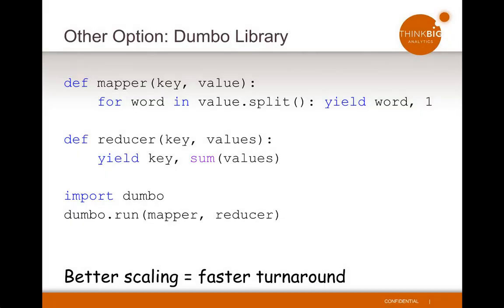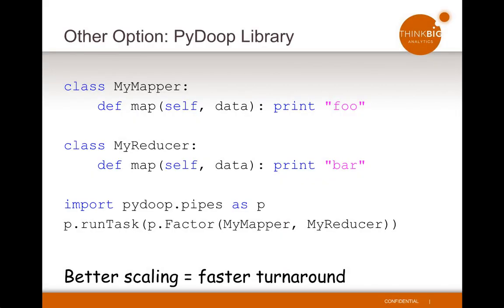Instead of Pig, if you wanted, you could have used the Dumbo library, which lets you create your mapper and reducer functions just in pure Python. So you're being explicit about what things are maps and reduces, but you are never actually writing code in a language besides Python. And then finally, if you don't like Dumbo, PyDup is another very similar library where your mappers and reducers are defined as classes rather than just as functions.